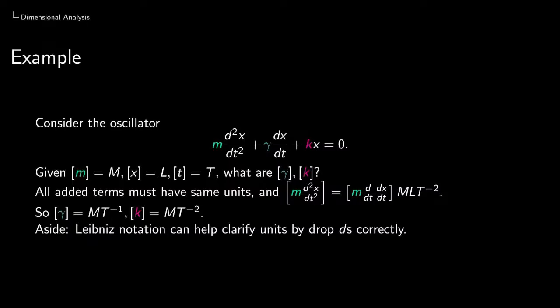As an aside, using Leibniz notation, this dx dt notation for derivatives, is very useful in clarifying which units you can use by simply dropping the d's, right? So you drop the d's, and you'll see the units sort of spill out from that. So we have an x over t squared in that first term, and then we have an x over t in that second term, and then we just have x in that third term.